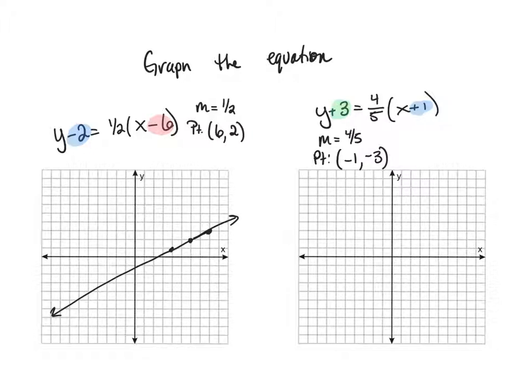So I start over here making a point at -1, -3. And then I use my slope of 4/5. So up 1, 2, 3, 4 over 1, 2, 3, 5. And then I can connect my dots and I've got my line there.